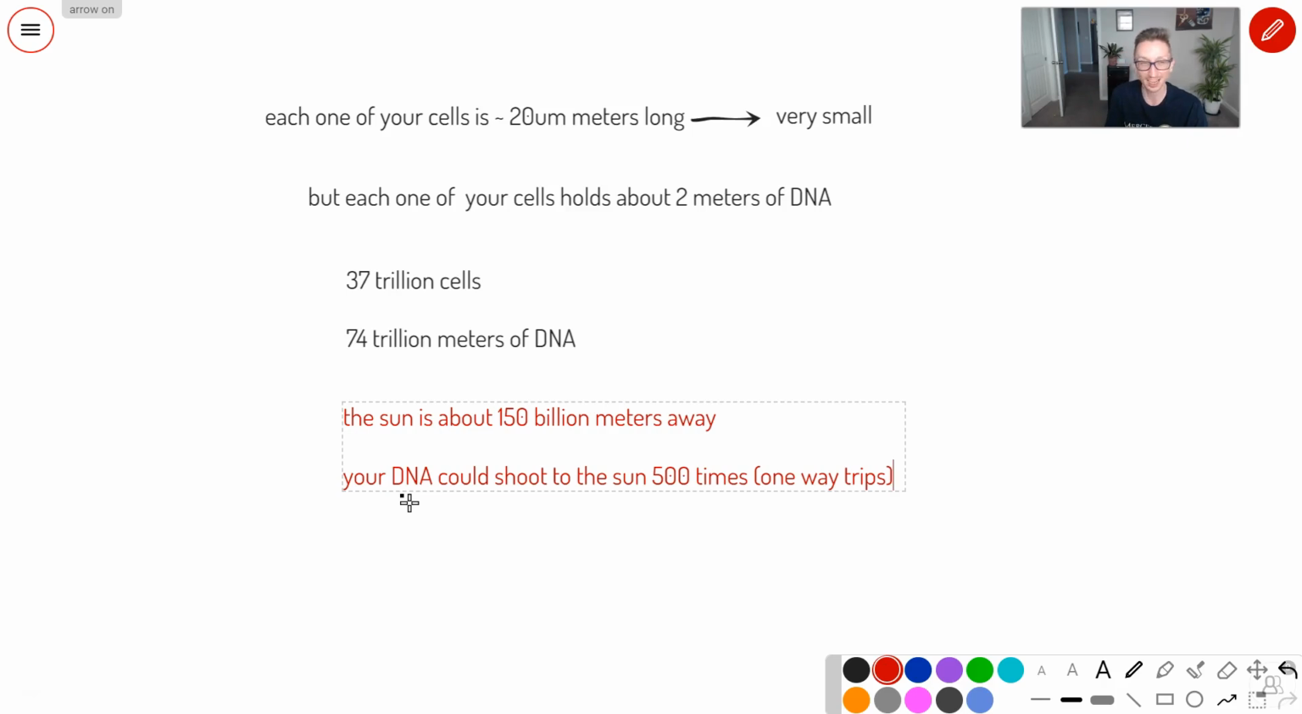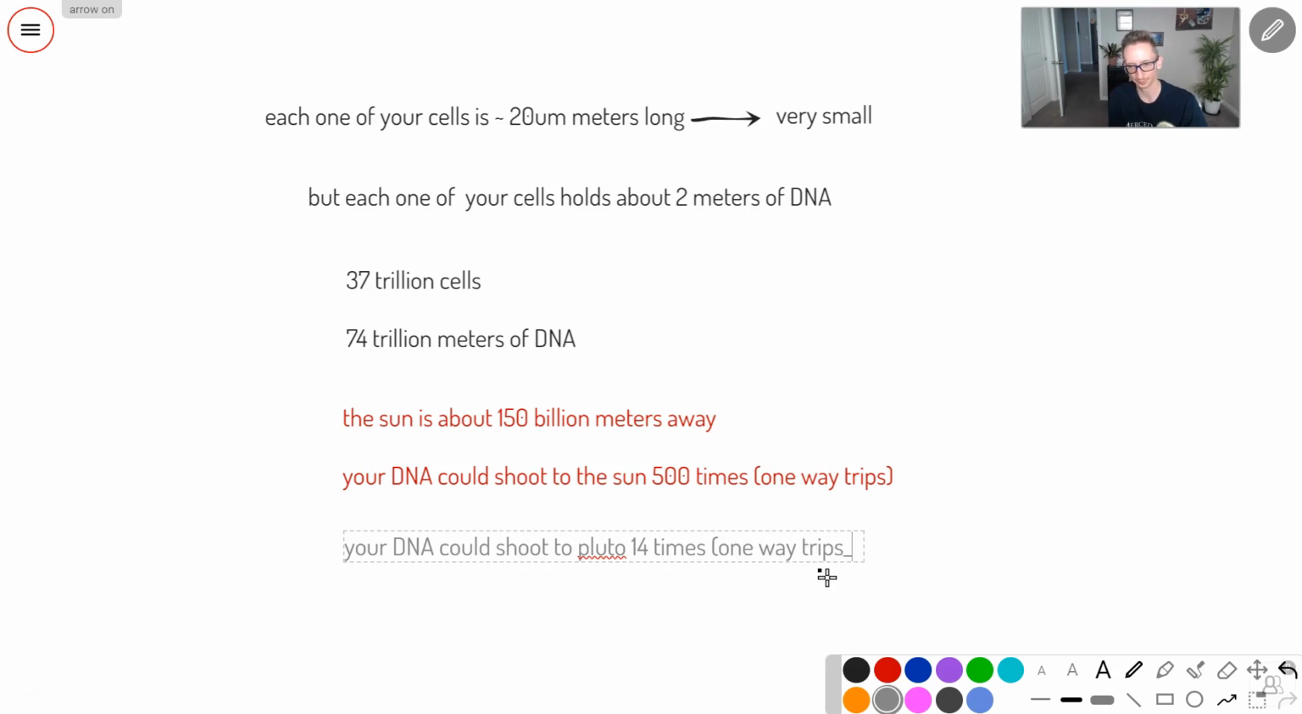That's far. It's 92 million miles away, roughly. And it could do that 500 times. That's insane. Okay, even more insane. Pluto's even further. Your DNA could shoot to Pluto 14 times.